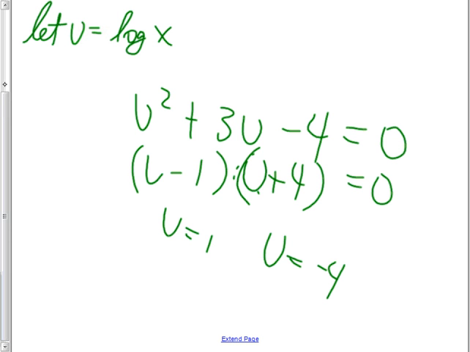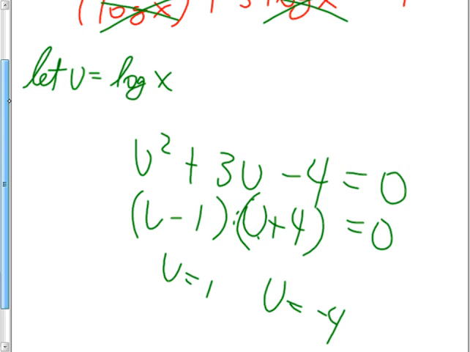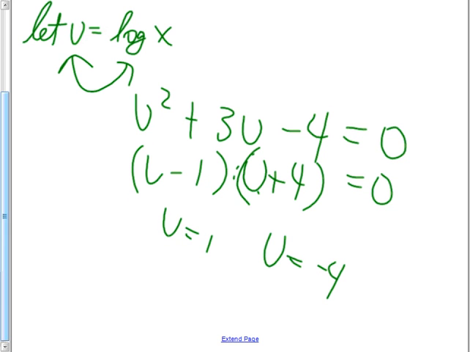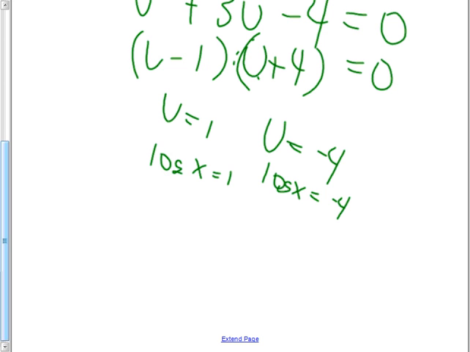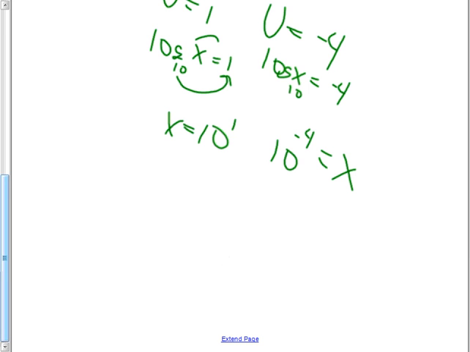So I'm going to go back up and do the substitution back again. If U is this, then I can replace stuff that says U with log x. Log x equals 1. Log x equals negative 4. Final answer, base 10. 10 to the 1 equals x. And 10 to the negative 4th equals x. Now, don't let 10 to the negative 4th freak you out. If you just think of that as 1 times 10 to the negative 4th, do you get it's just scientific notation?